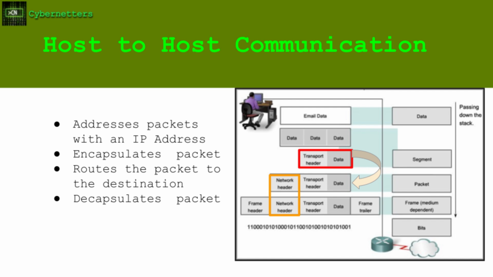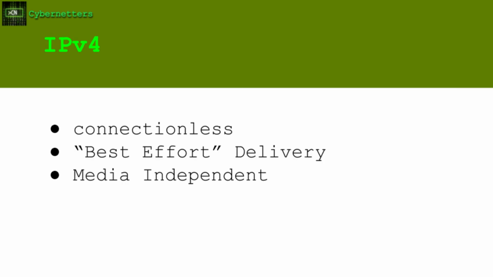And then it decapsulates the packet, which means that when the packet reaches its destination, the IP layer removes the IP header. The data is then passed on to the transport layer, which ensures that it's delivered correctly to the intended application. So let's say your device receives a web page from the server. The network layer strips the IP information and then hands the data to the application layer, or the web browser, to display the content. So let's talk about IPv4.